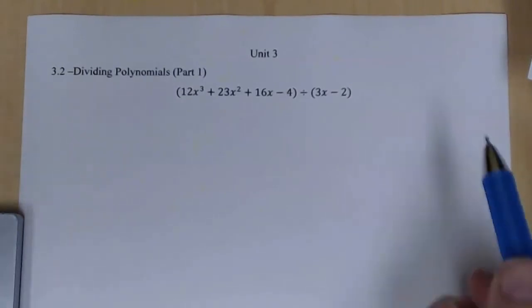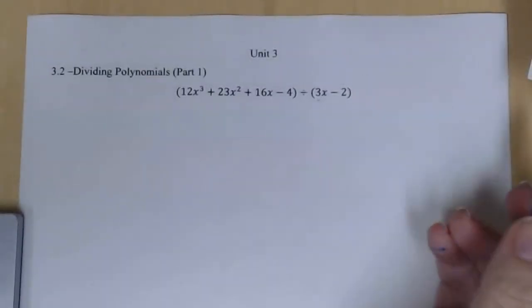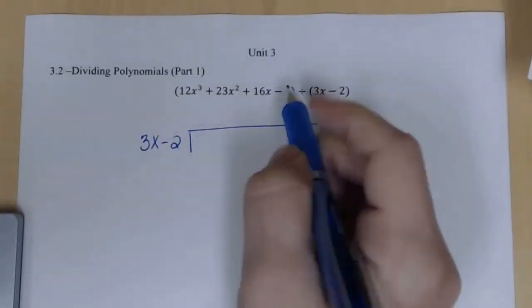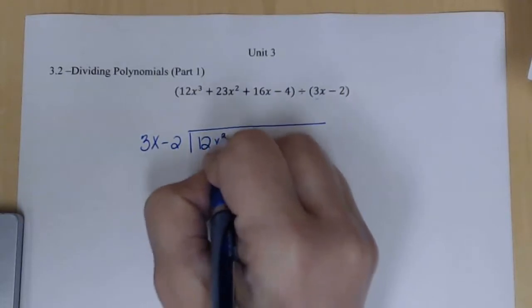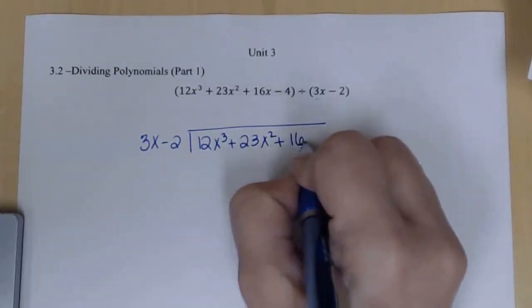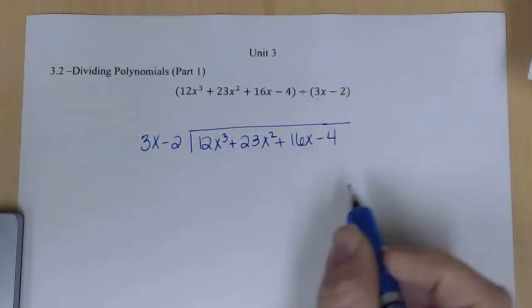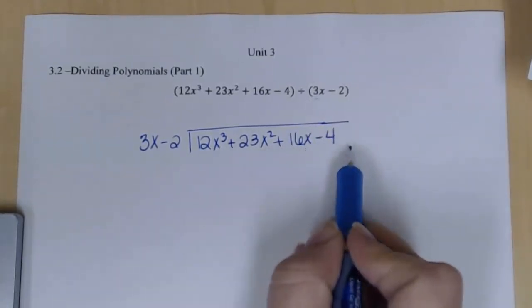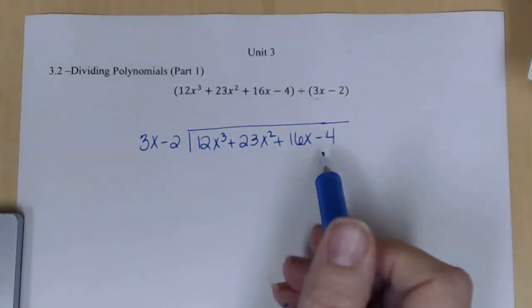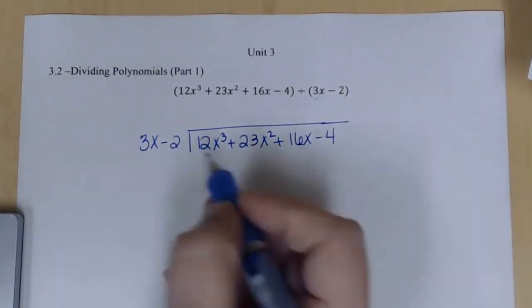Here's one, and this time instead of being x plus or minus a number, it has a 3 in there. And so I'm going to set it up. 3x minus 2 divided by, I want to make sure it's written in standard form, 12x cubed plus 23x squared plus 16x minus 4. So I want to make sure it's in descending order, so standard form, and I have zeros for any of those. We're going to do an example here in a minute of how we have to put zeros in. Then I'm going to start comparing.